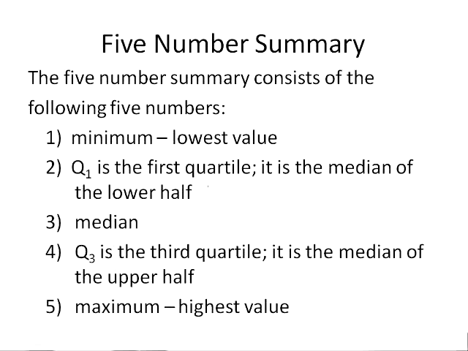Q1 is the first quartile. It is the median of the lower half of your data. The third number is the median of the entire data set. The fourth number is Q3, or the third quartile, and it is the median of the upper half. The fifth number is the maximum, or the highest value. So the 5-number summary is just a set of 5 numbers that describes your data set.